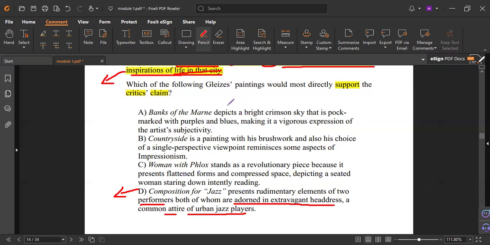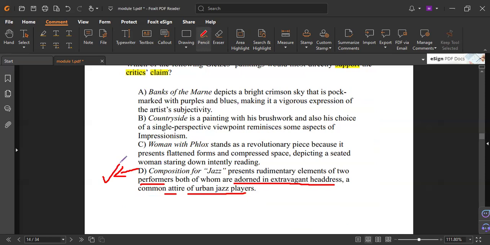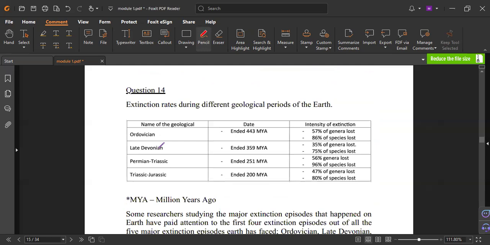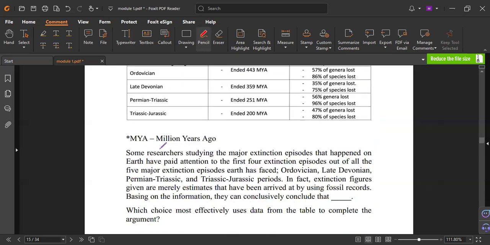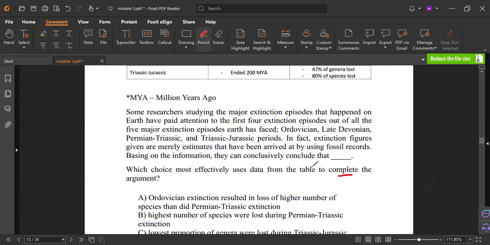Yes. Why is the other one wrong? His work depicts a bright crimson sky that is marked with purples and blues, but it's not about the life in the city. It's about the nature around him. You found it? If so, the problem is what is the claim? So letter D is correct. So, now let's try the next. Read the question first to complete. Let's read first.